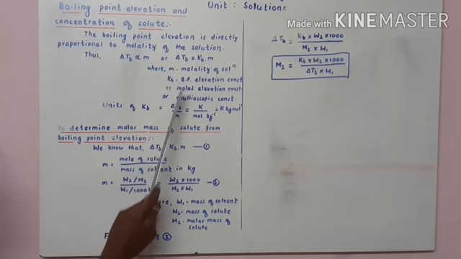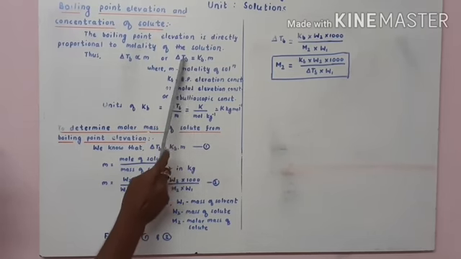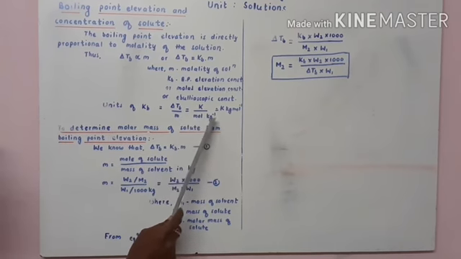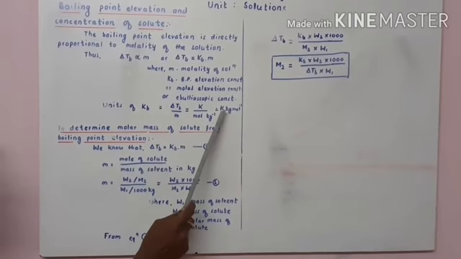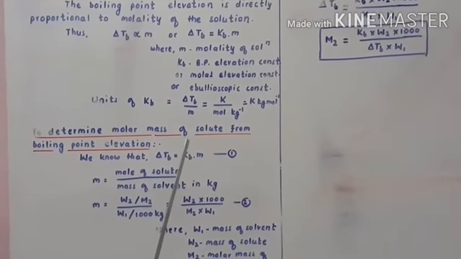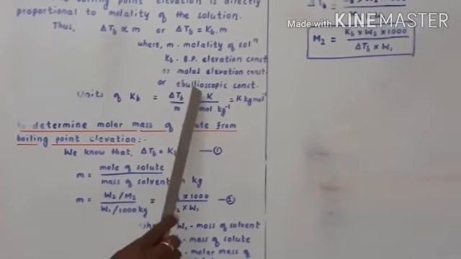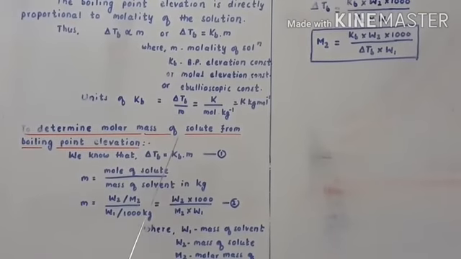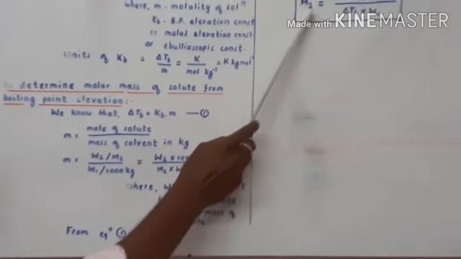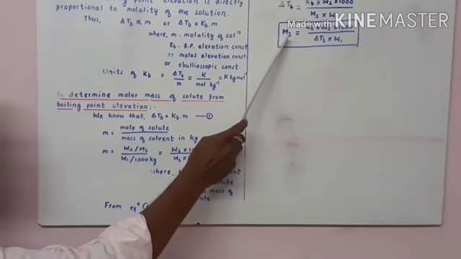Units of Kb: delta Tb upon m. So unit of delta Tb is Kelvin, and molality is mole per kilogram. So unit of Kb is Kelvin kilogram per mole. Ebullioscopic constant is the increase in temperature when 1 mole of solute is added into 1 kilogram of solvent. Now to determine molar mass of solute from boiling point elevation. To solve numerical examples on the basis of boiling point elevation, this formula is very important to determine molar mass of a non-volatile solute.